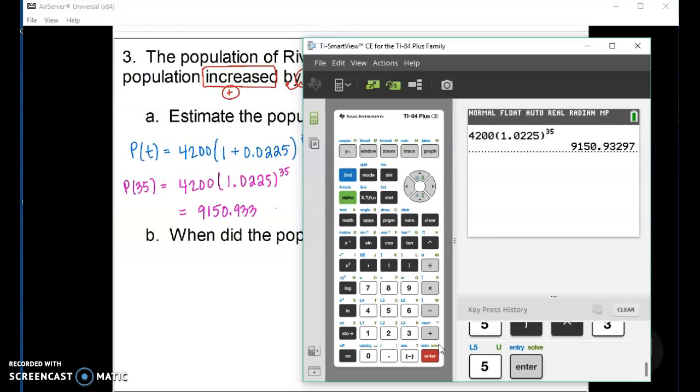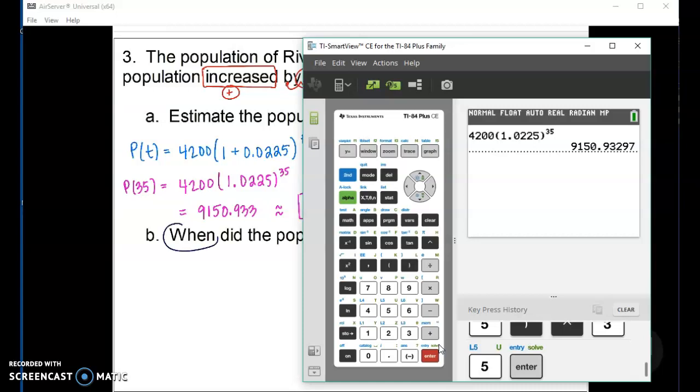Okay, but because it's people, we need to round to the nearest whole number. So this will be 9,151 people for our population there. Okay, and then moving on to part B, when.